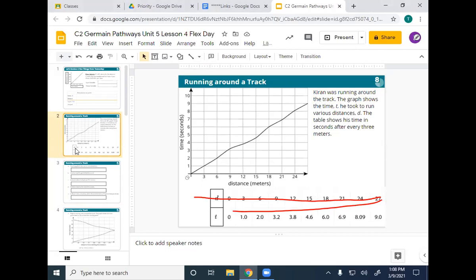How far are you going for 6 seconds? You just take any time? Well, no, after 6 seconds. Yeah, after 6 seconds. Good question, Elizabeth.